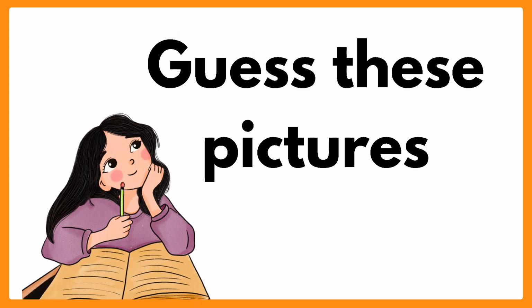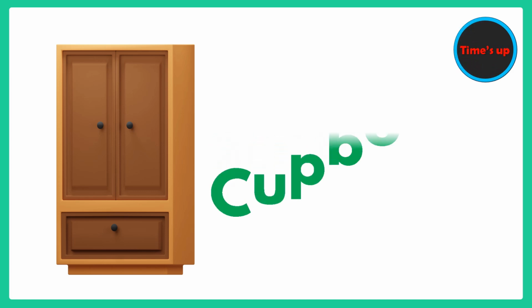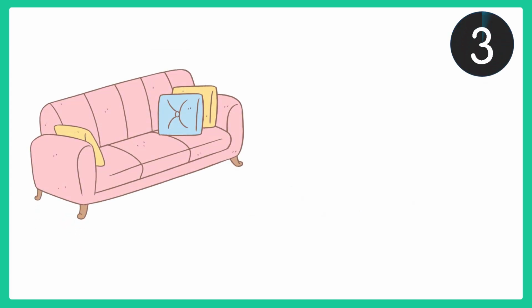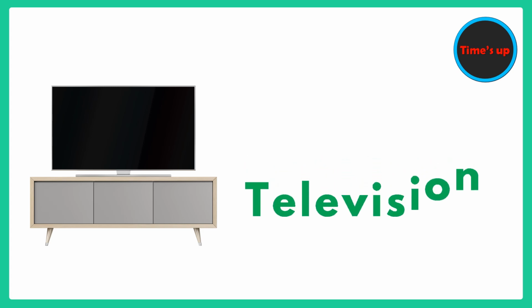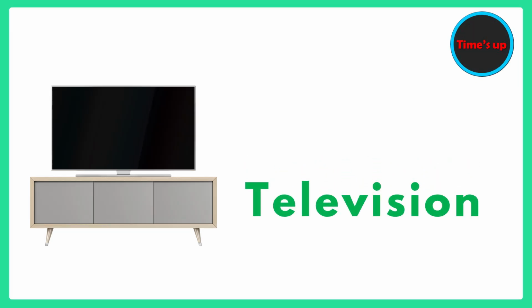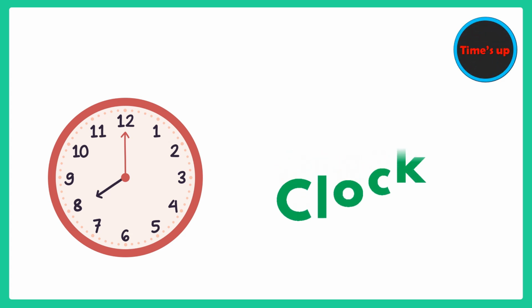Now, let's guess the pictures. What is this? It's a cupboard. What is this? It's a sofa. What is this? It's a television. What is this? It's a clock.